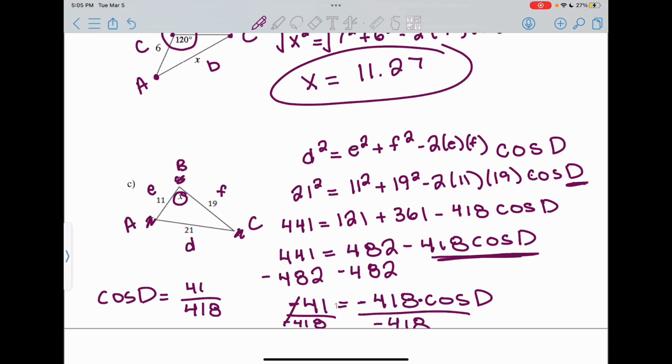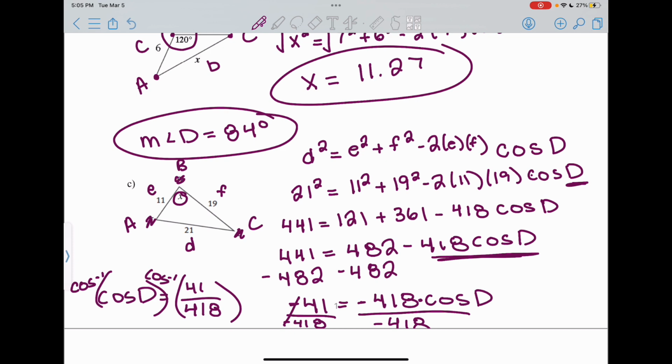And now I have to get rid of cosine. Remember, we cancel out trig functions by using its inverse. So I'm going to take the inverse cosine of both sides. And when I plug that into my calculator, I'll get that angle D is 84 degrees.